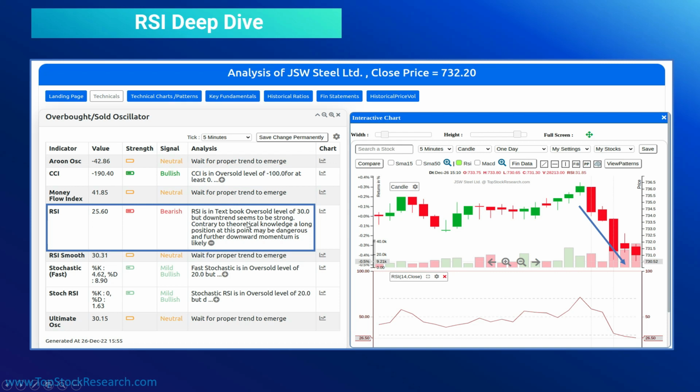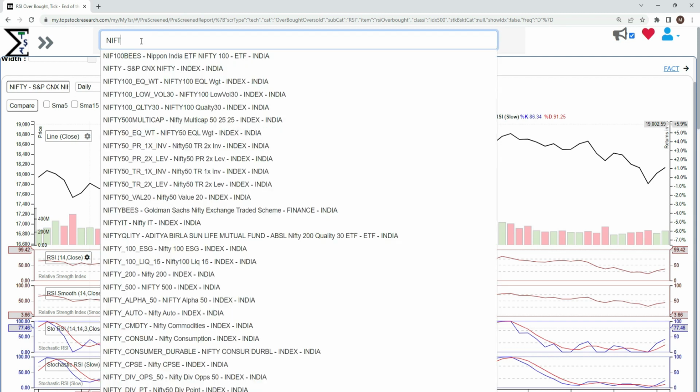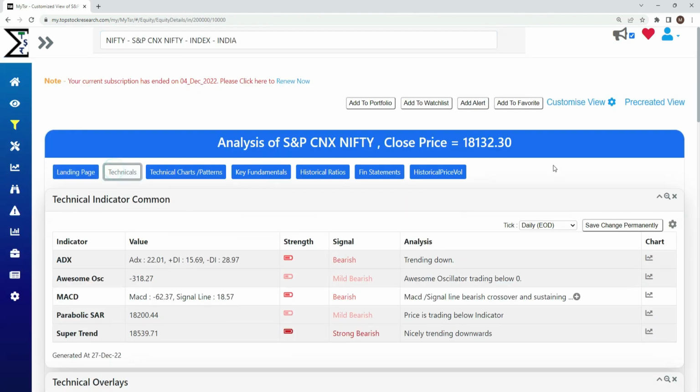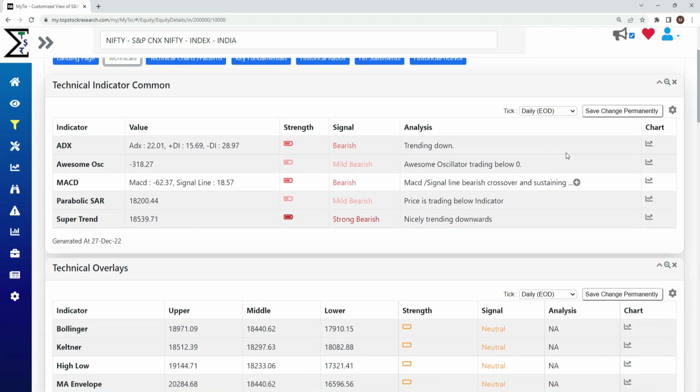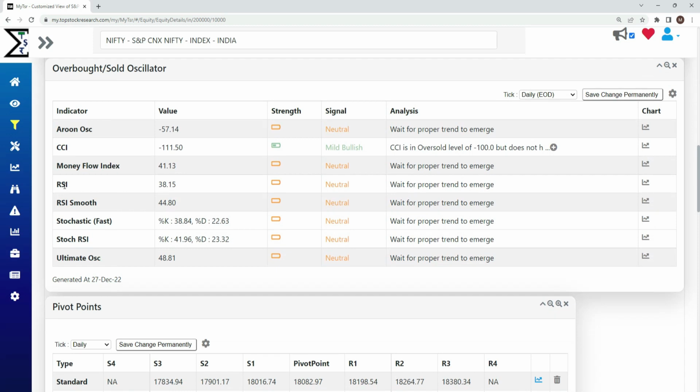So the point we are trying to highlight here is that in TopStockResearch Deep Dive, you'll not only get the value, but also a corresponding color coding and a little bit of commentary. So let's go and see one of those values. Let's say we go into Nifty to see where the RSI is. Technical indicator, let's add RSI. So RSI of Nifty as we speak is 38.5.